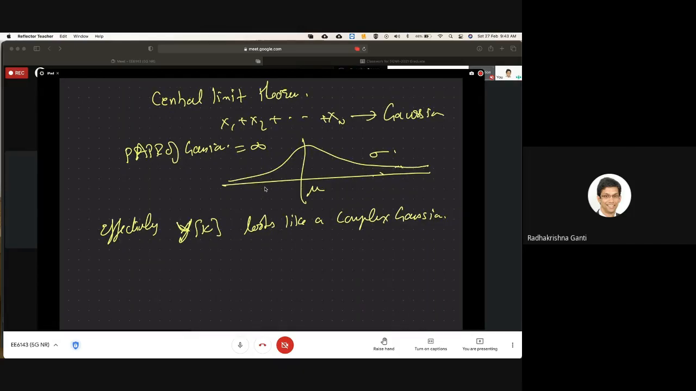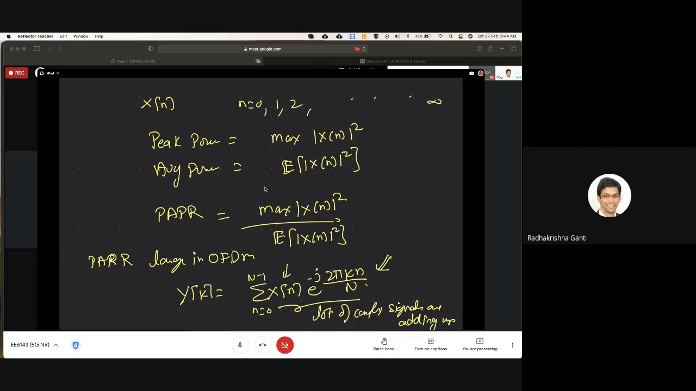So it implies y has large peak to average power ratio. This is one serious problem of OFDM. Essentially, your output signal is nothing but a sum of a lot of input data, complex weighted data. So y effectively looks like a Gaussian. You can compute the mean and the variances of all this. Because of this, the PAPR will be large.